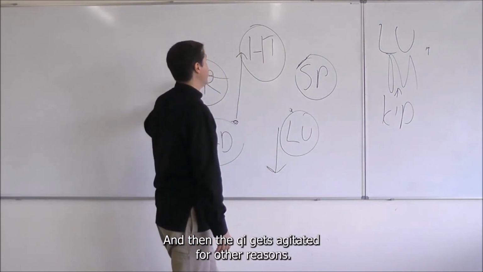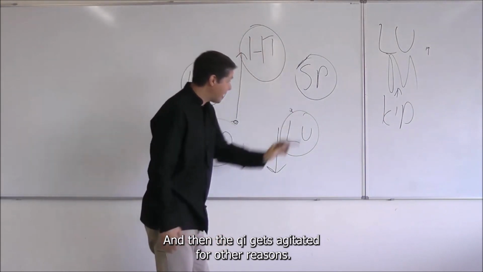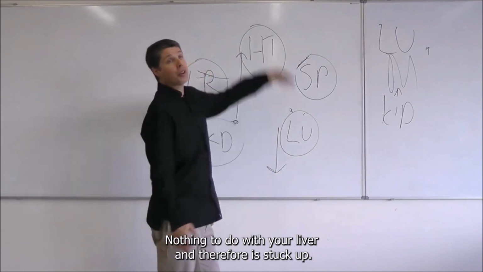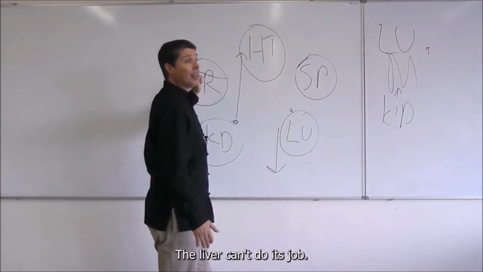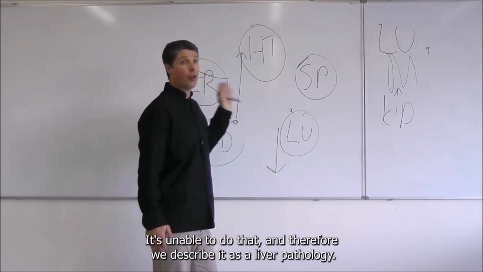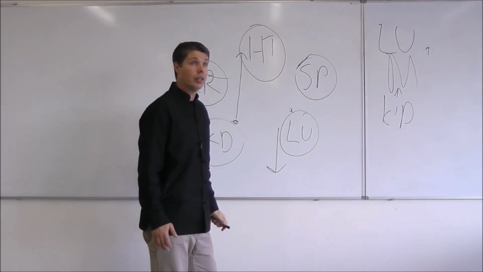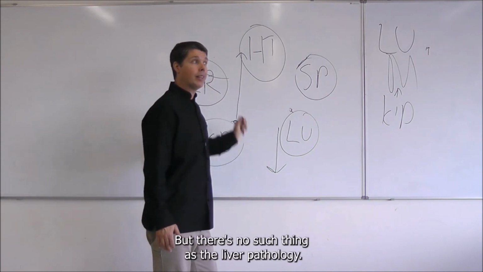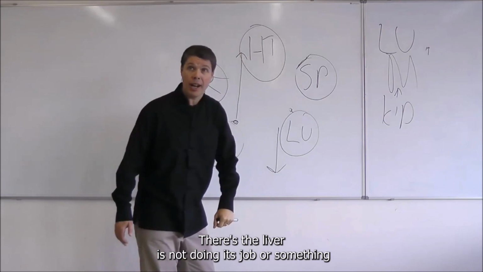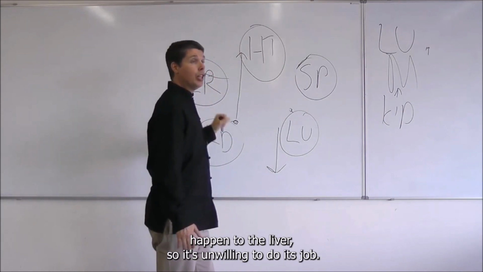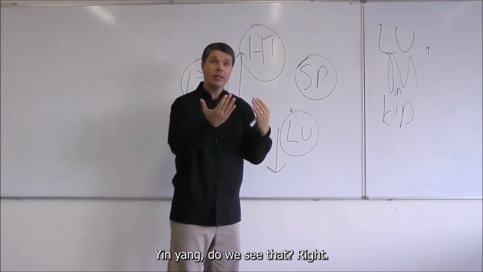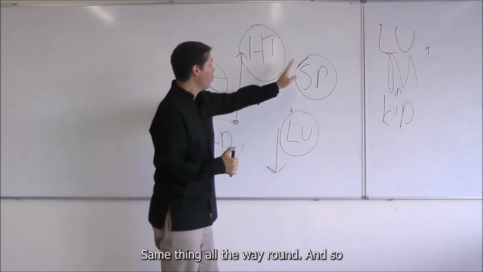And then the qi gets agitated for other reasons, nothing to do with your liver, and therefore is stuck up. The liver can't do its job. It's unable to do that, and therefore we describe it as a liver pathology. But there's no such thing as a liver pathology. There's that the liver is not doing its job, or something happened to the liver, so it's unwilling to do its job. Yin-yang. Do we see that? All right? Same thing all the way around.